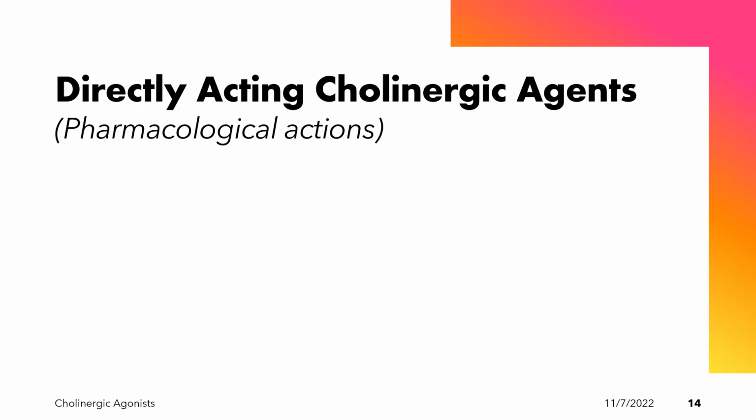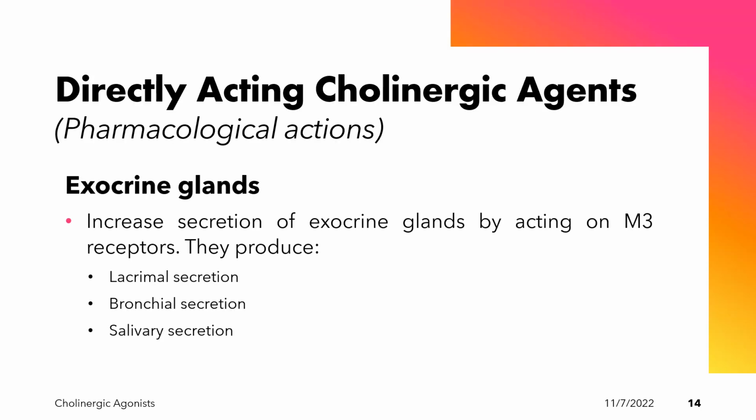For the exocrine glands, cholinergic agonists increase the secretion of the exocrine glands by acting on the M3 receptors. They produce lacrimal secretion, bronchial secretion, and salivary secretion.